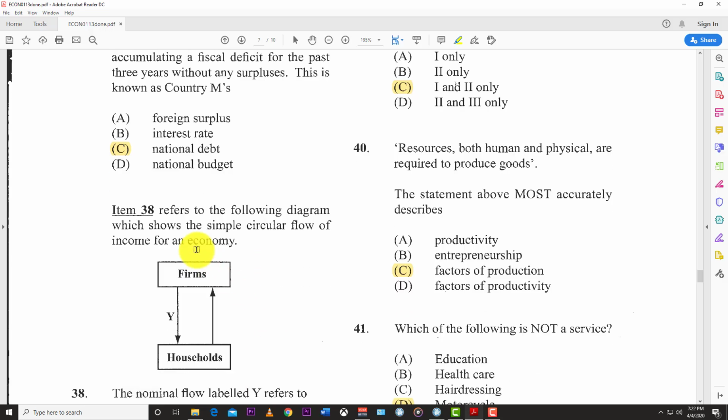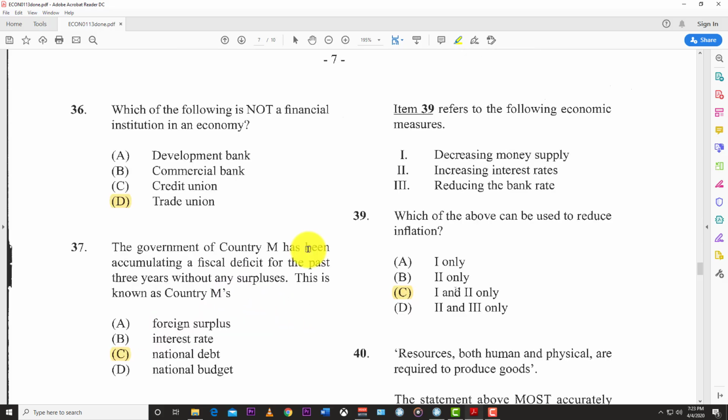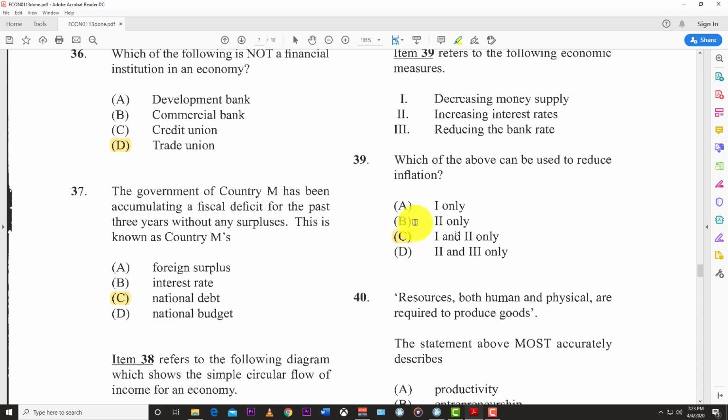38, this item refers to the following diagram, which shows the simple circular flow of income in the economy. The question asks, the flow labeled Y refers to, and the best answer here is factor incomes. Item 39 refers to the following economic measures: decreasing money supply, increasing interest rates, and reducing the bank rate. Which of the following can be used to reduce inflation? The best answer here is 1 and 2, which is C.